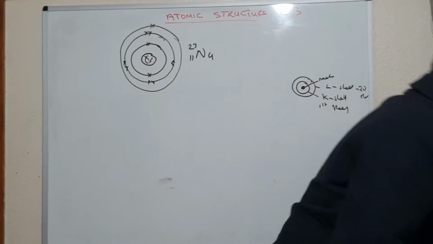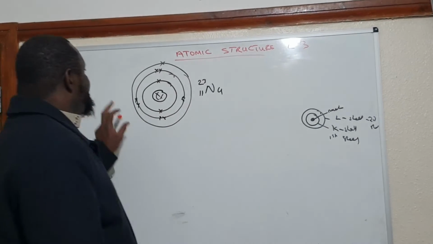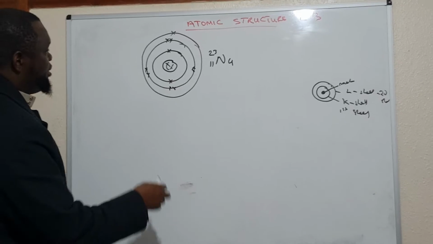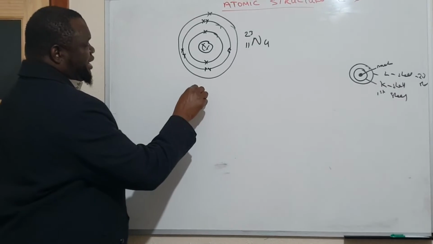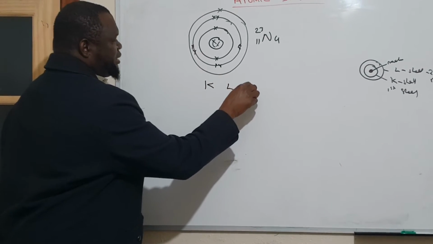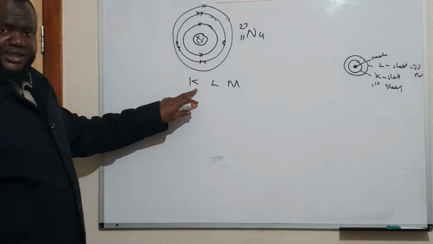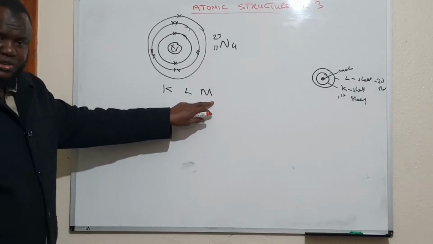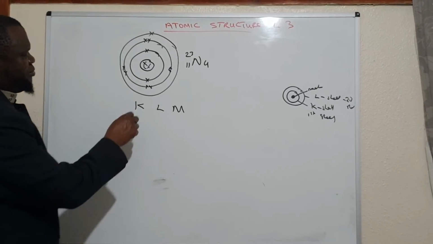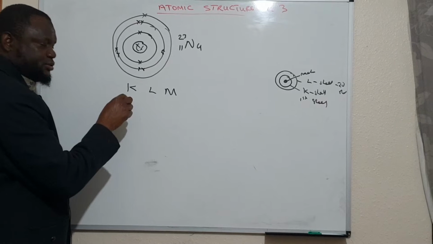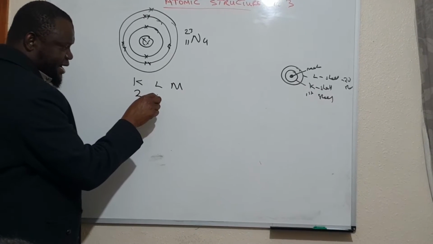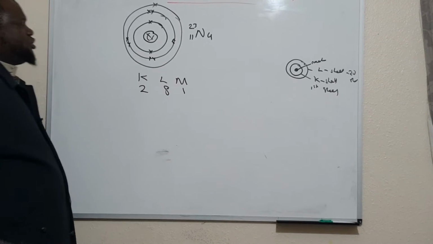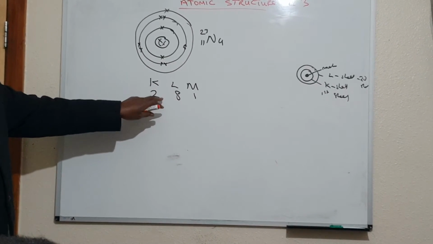The electronic structure, this is atomic structure. Atomic structure will be written in numbers, because you start with the K, L, M shells, meaning first shell, second shell, third shell. Here M will be the outermost shell. Now, how many electrons can the K shell take? 2. What about L? 8. And for sodium, how many are left now? 1. So the electronic structure will be 2, 8, 1.